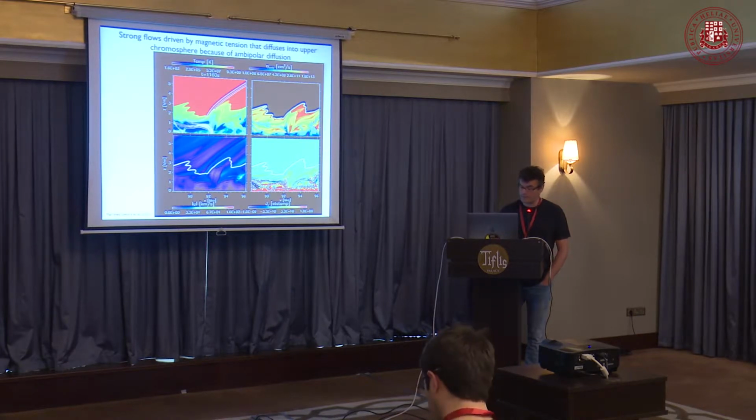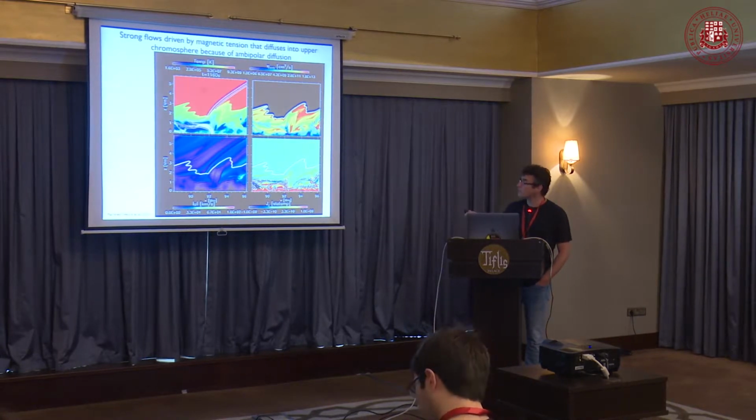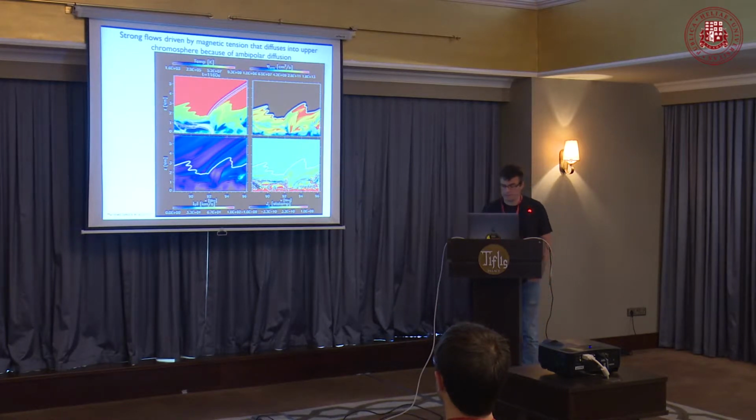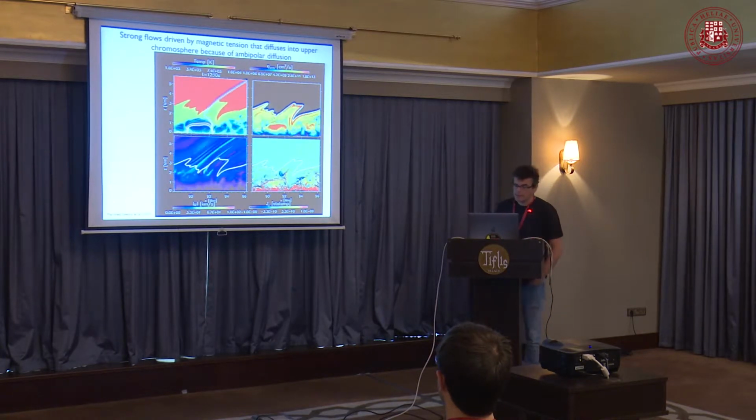the magical appearance of these very fast spicules in that model. This is a movie that shows, there will be a movie in a minute, that shows the temperature, the ambipolar diffusion coefficient, the absolute value of the velocity, and the out-of-plane electrical current. And what you will see here is a spicule form, and the movie will play again and again.